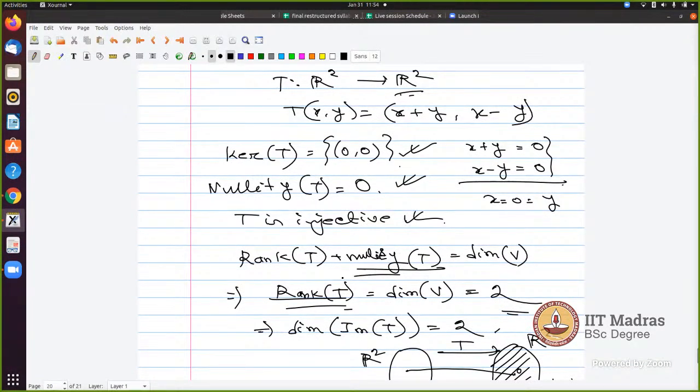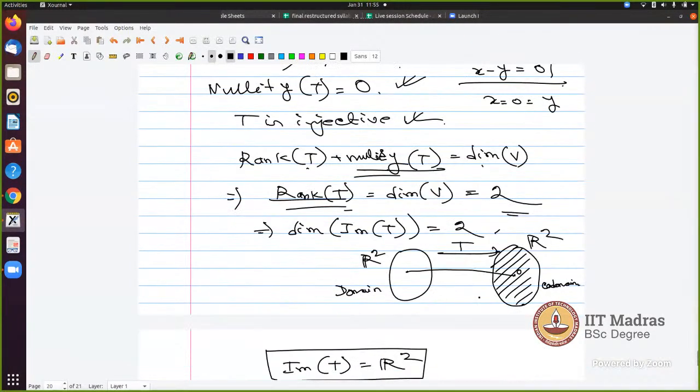So the rank-nullity theorem says nullity is 0, then rank must be equal to the dimension of V. Now the dimension of V is 2 because V is R2 here. So rank of T is 2. Now the rank is basically the dimension of the image, so that is 2, and it has the same dimension as W, the codomain, right? So the image of T and R2, the codomain, are basically the same. So T must be surjective.